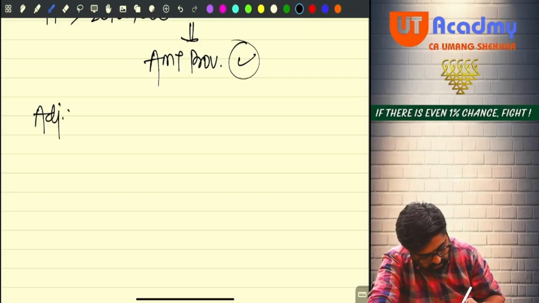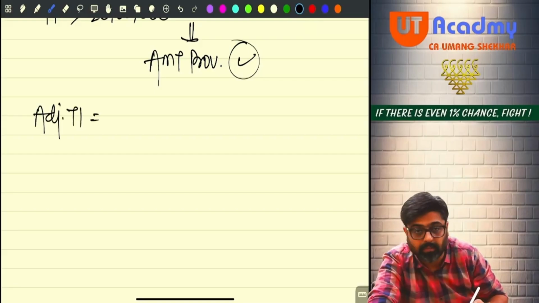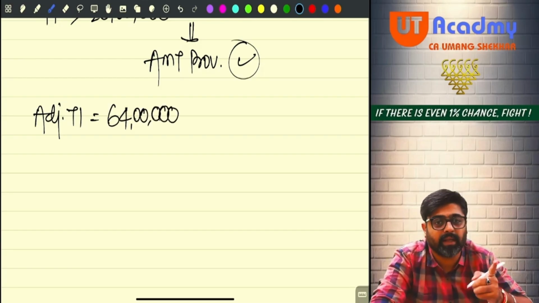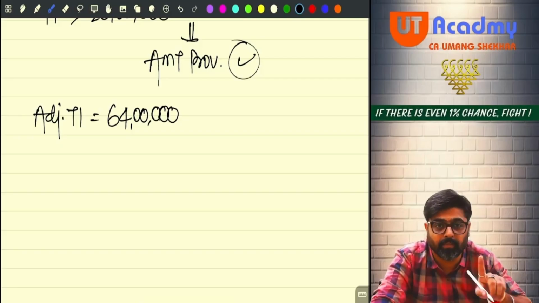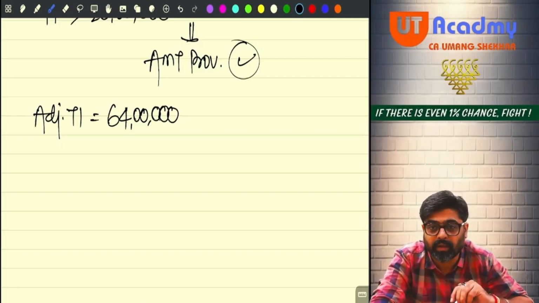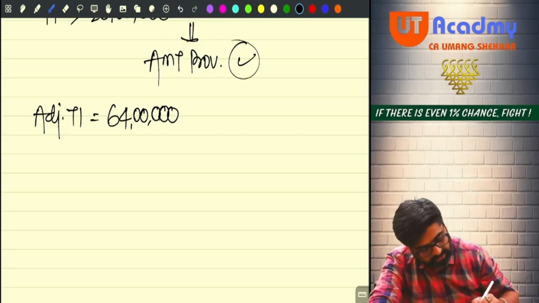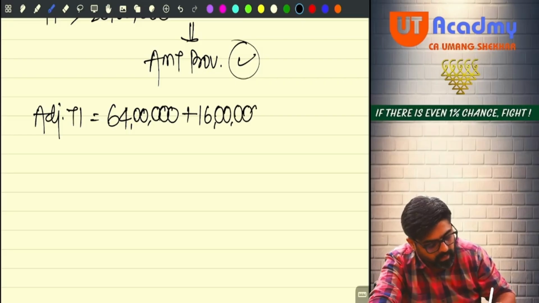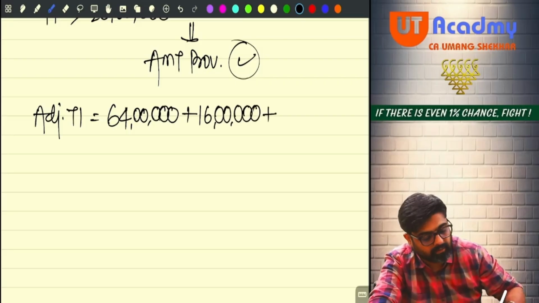Adjusted total income is nothing but my total income which I have calculated, 64 lakhs. So this 64 lakhs I have calculated by taking 10AA as well as 35AD both, no? Hello sir. So will I add both of them? Yes. So how much deduction under 10AA I have claimed? 16 lakhs. I will add back. How much deduction under 35AD I have claimed?